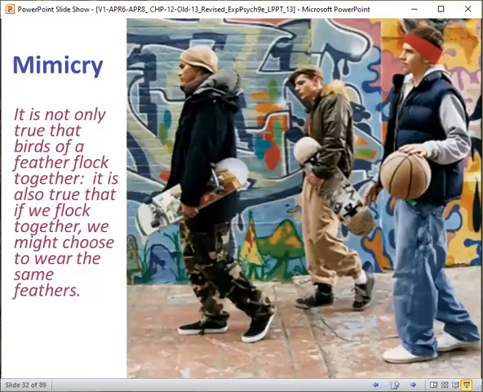So let's look at mimicry. It's not only true that birds of a feather flock together, it's also true that if we flock together, we might choose to wear the same feathers. So these individuals may be mimicking each other. They may also be disconforming, but also conforming at the same time, as long as they can disconform to another group that dresses differently. But mimicry is something that's very important.